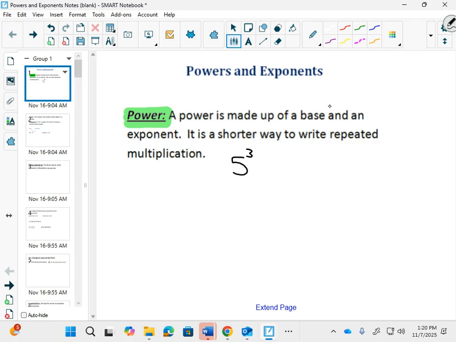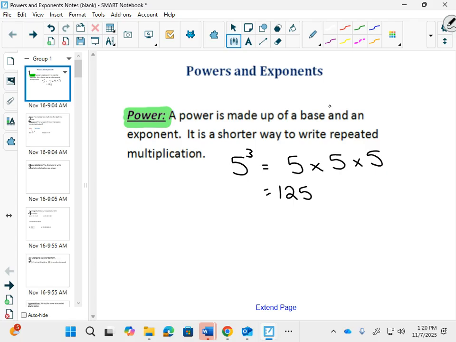It has a base of 5 and an exponent of 3, and it means repeated multiplication. The 5 is going to multiply against itself 3 times, and you get 5 times 5 times 5. So 5 to the exponent 3 is equal to 125.